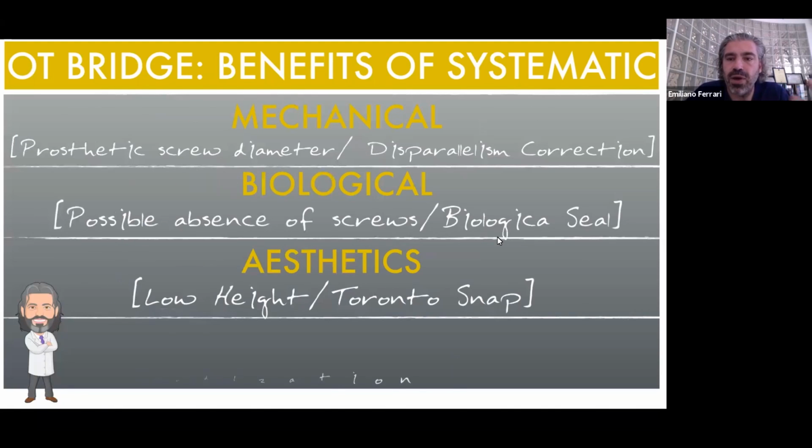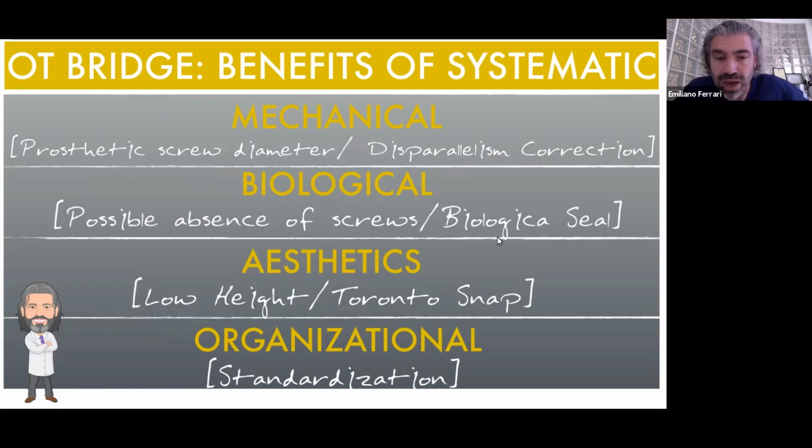But why do you have to try to use this kind of abutment if every implant brand has its specific multi-unit abutment? Because we think that there are some benefits, some advantages, and those advantages are mechanical, biological, aesthetical, and specifically in the organization of the daily practice.